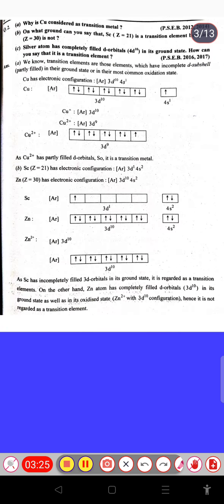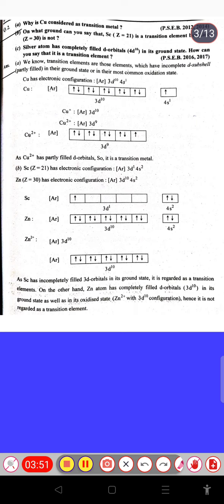Now the next questions. Why is copper considered a transition metal? Second, in what way can we say that scandium to zinc are transition elements, while zinc, Z equal to atomic number 30, is not? And next, the silver atom has a completely filled d orbital, 4d10, in its ground state, so how can you say that it is a transition element? So let's start from the first question.